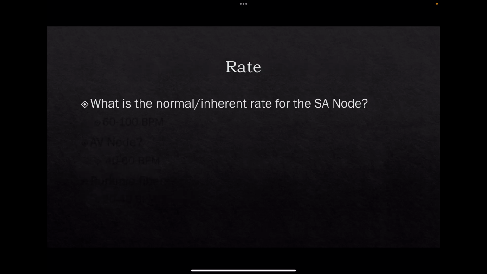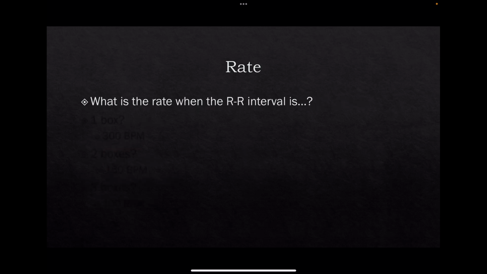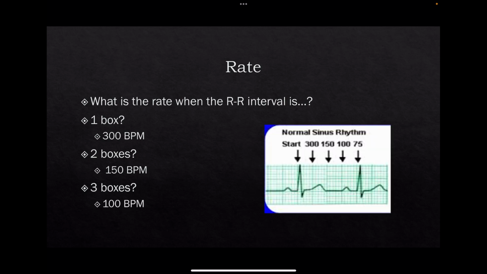So the rate, what is the normal inherent rate for the SA node? 60 to 100. AV node, 40 to 60. Purkinje's, 20 to 40. What is the rate when the RR interval is one box? 300, right? Two boxes, 150. Three boxes, 100. Very good. Okay, so you can count them out that way if you want. Or look at the little tick marks. That'll tell you 6 seconds. Count them up, multiply by 10. That works as well.